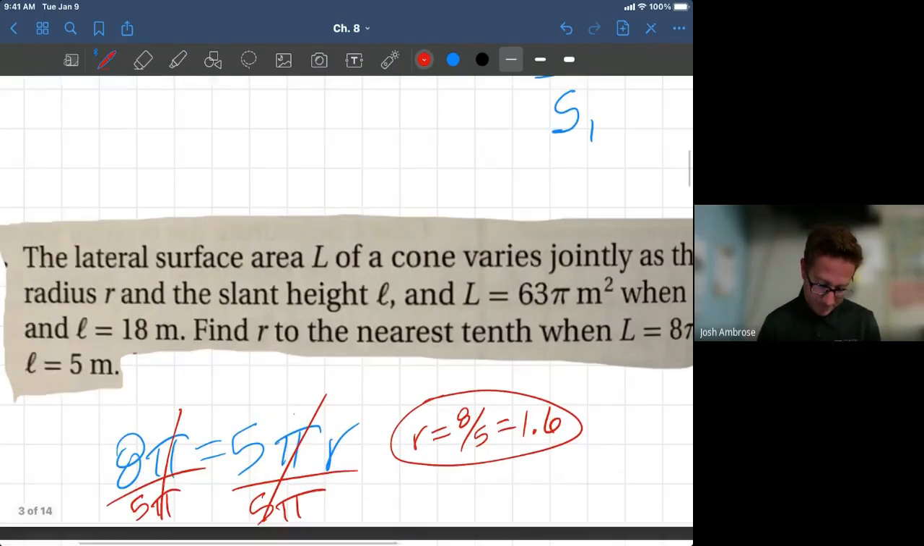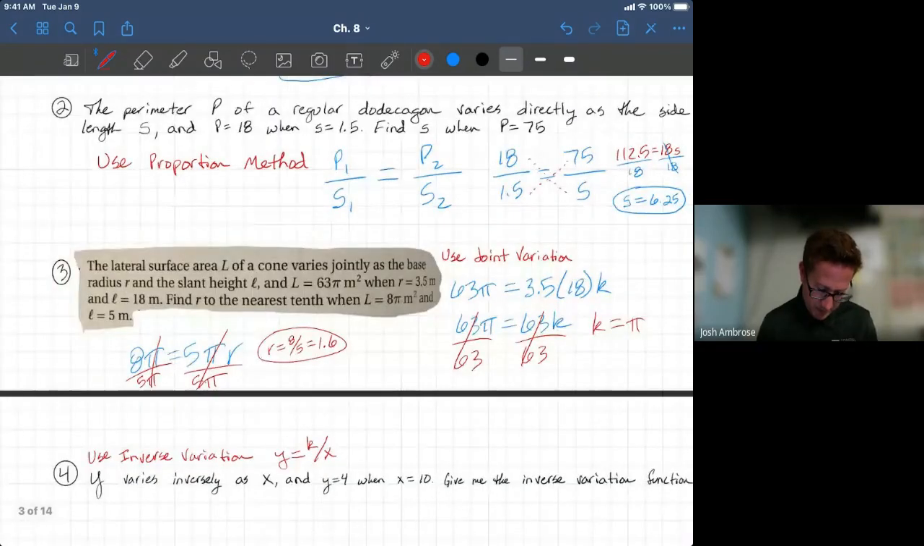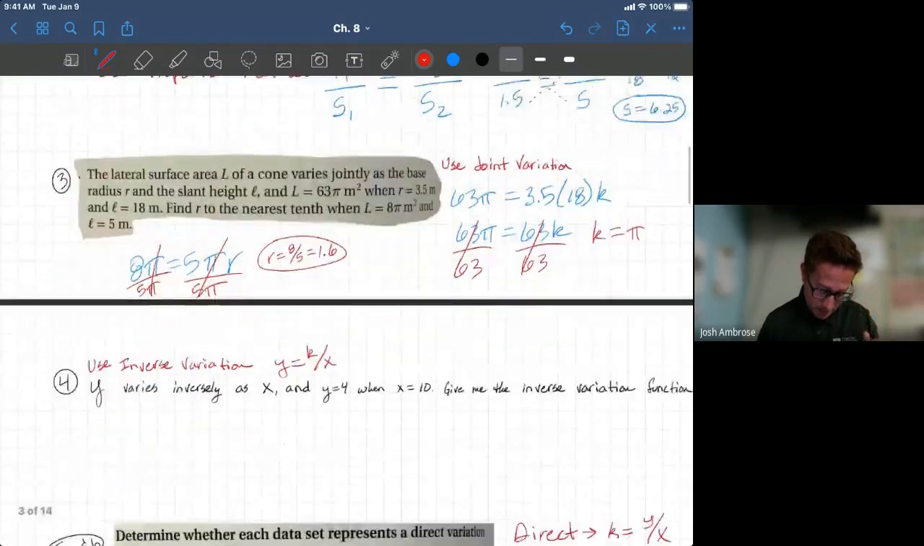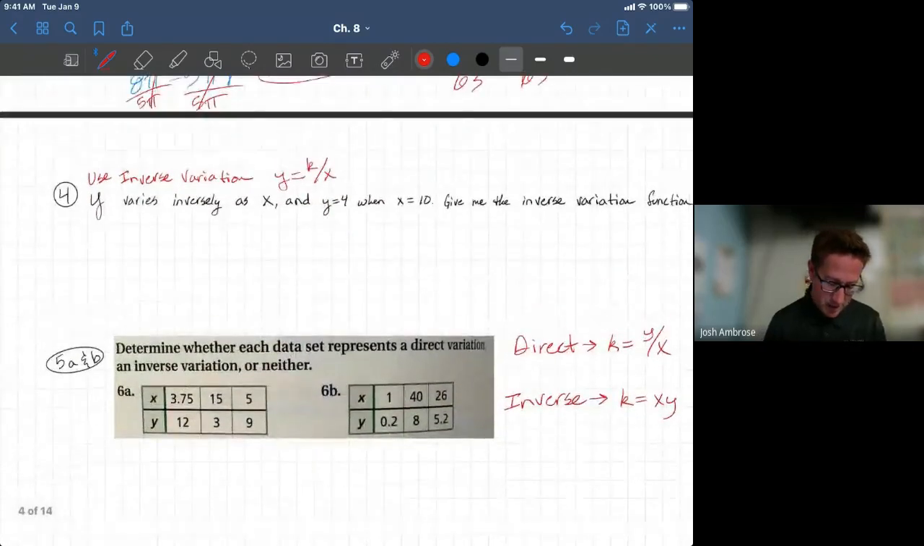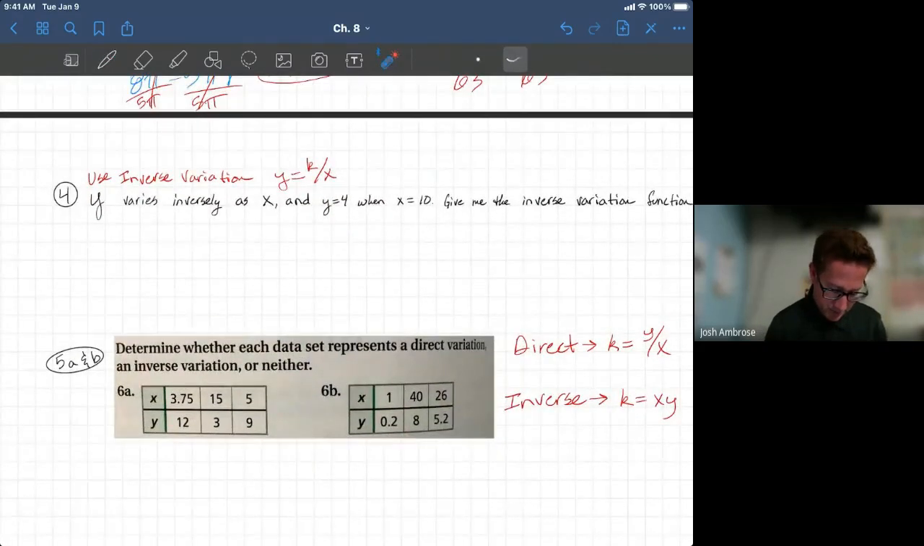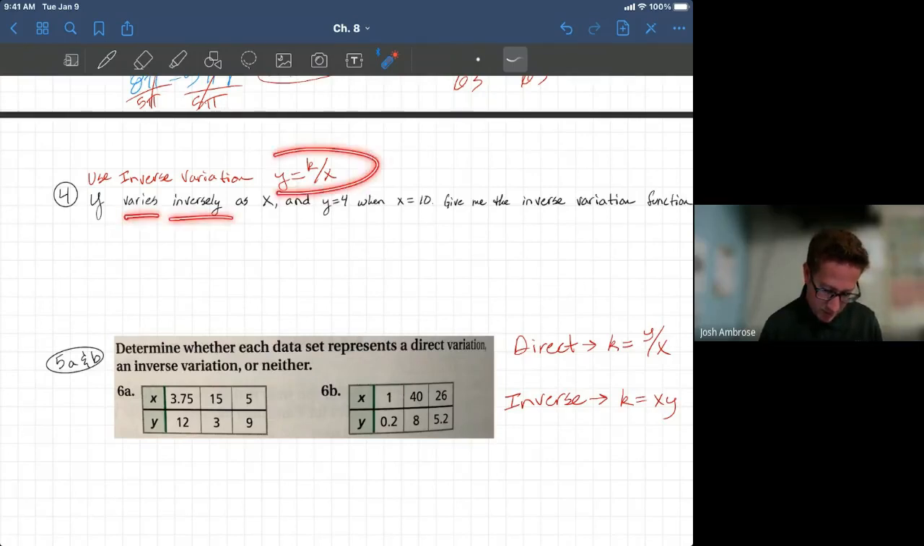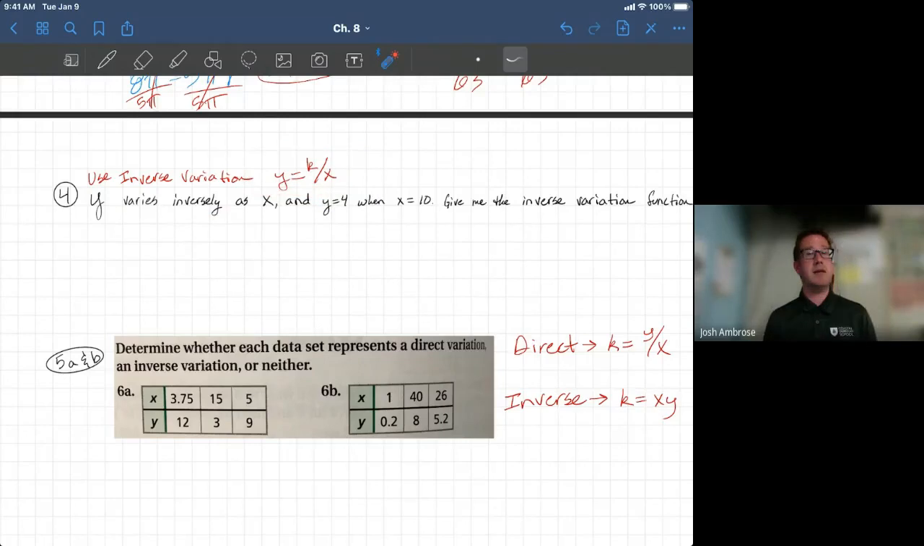Okay. All right, zoom out a little bit. Let's do a couple more examples and then we are done here. All right, inverse variation. Again, they're going to say it in the problem. Varies inversely. How do I know which one to use? They will tell you which one to use. All right, so they're giving us varies inversely, meaning we will be using this equation, y equals k over x.